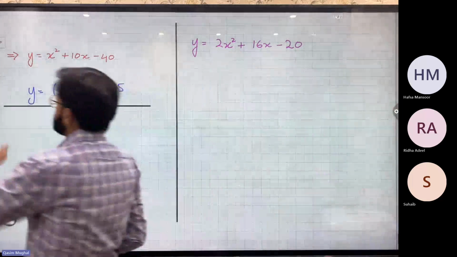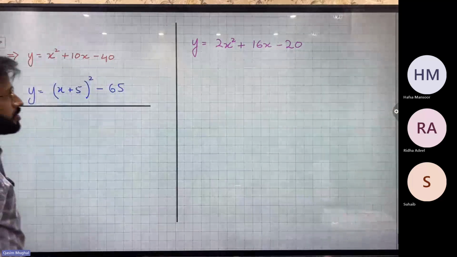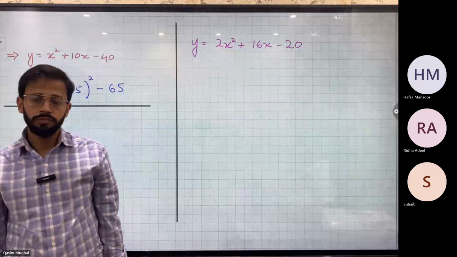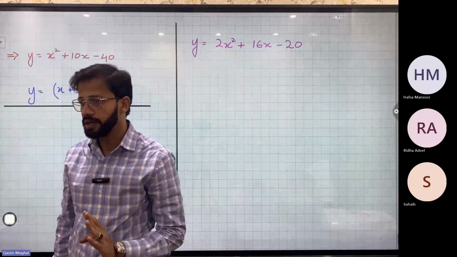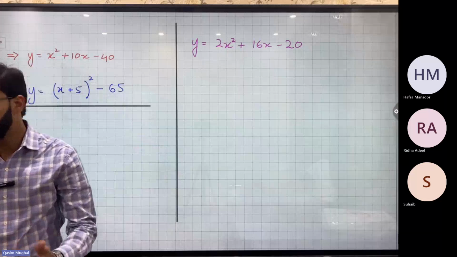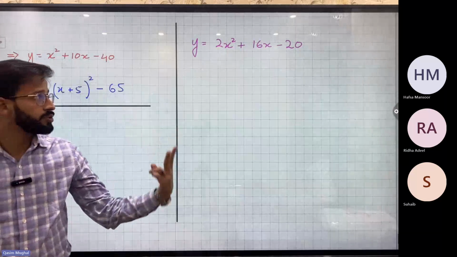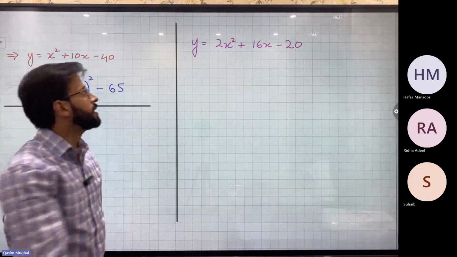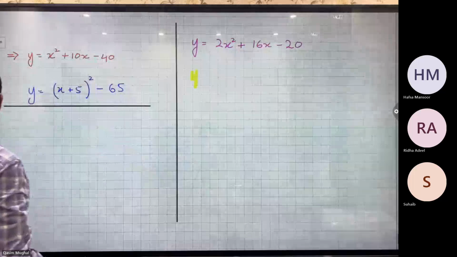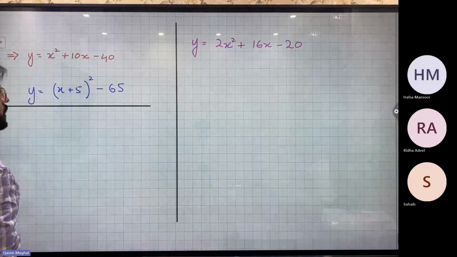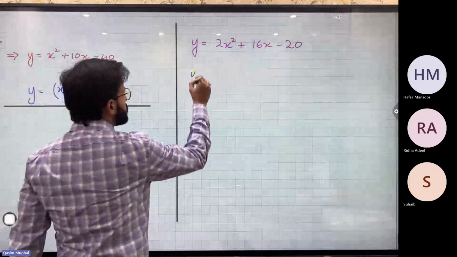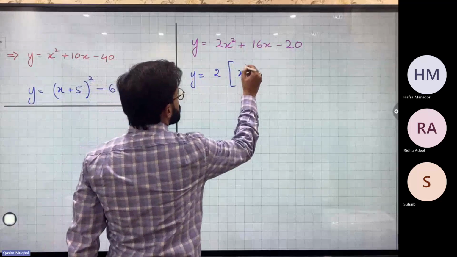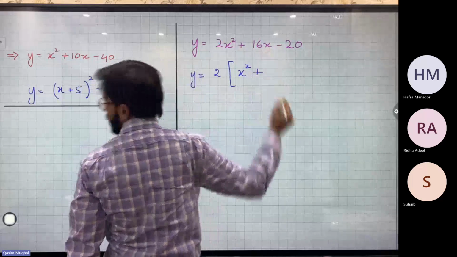Okay? All right. Now the next thing: do I take 2 common from the first two terms or from all three terms? That is totally your choice. Rida, you tell me, should I take it from the first two terms or from all three? From the first two. Okay. It makes no difference whether you take it from the first two or from all three. So let's take 2 common from the first two. So y equals 2 common, x squared plus, what will be left here?